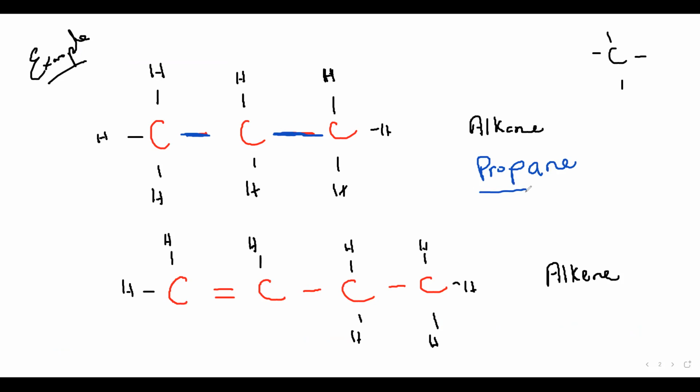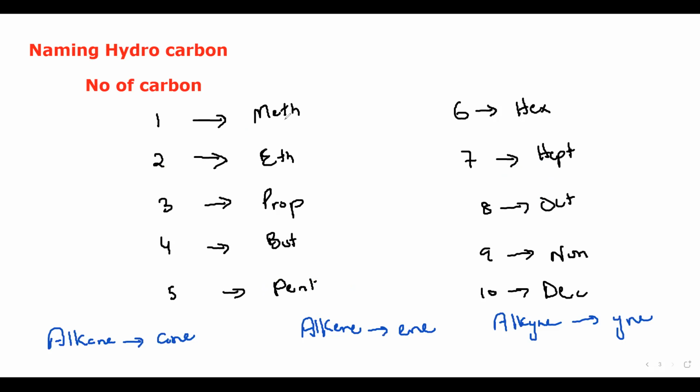Prop because of three carbon, and ane because of single bond between the carbon atoms. Is it clear, this example 1, how we name this hydrocarbon? So you have to learn this table, how many carbon atoms decide the name of the compound.